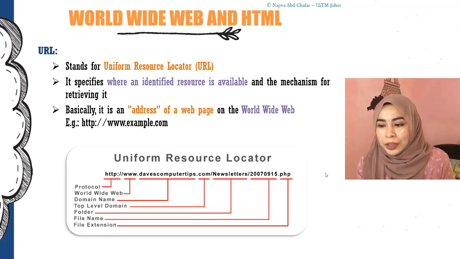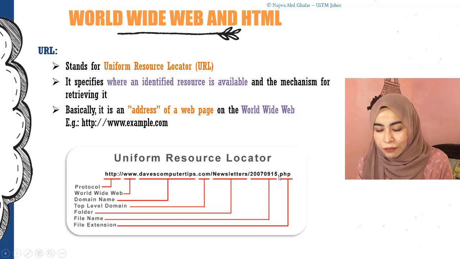If you take a look at .php, it means that this web page is written in PHP. If it's .html, then this web page is written in HTML. The next part after the dot is the file name. Whenever this page was created, the page was named with this file name. So where is this page located? This page is located within this folder called newsletter. Where is this folder located? This folder is located within this domain.